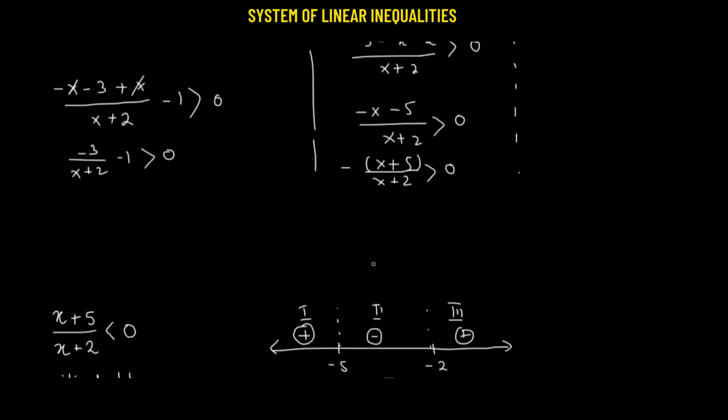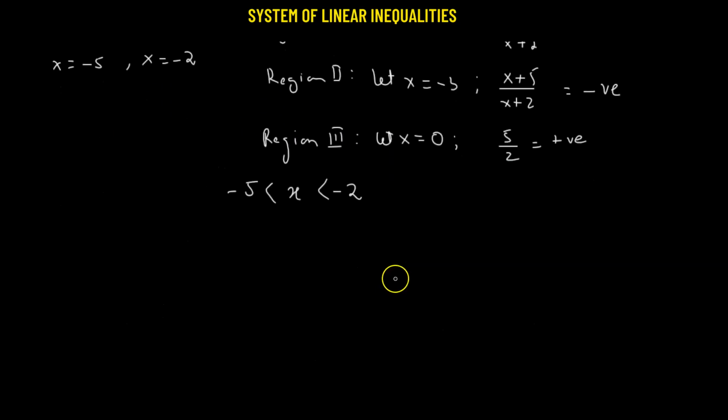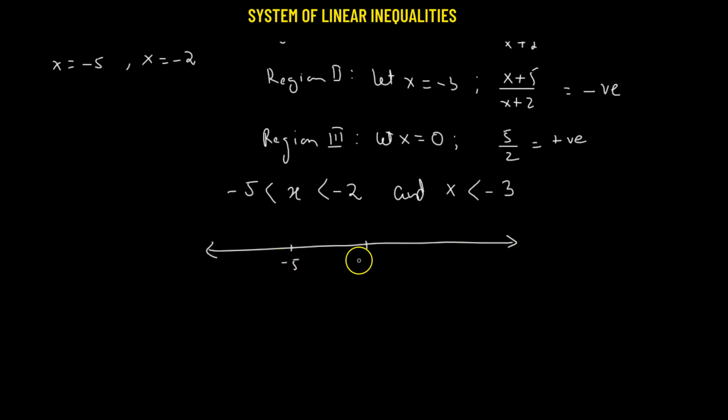However, we have also considered the case that x is going to be less than negative 3, so that we also have to include in our solution. That means x is less than negative 3. So let's try to understand with the help of a number line. So we have negative 5, negative 3, negative 2.